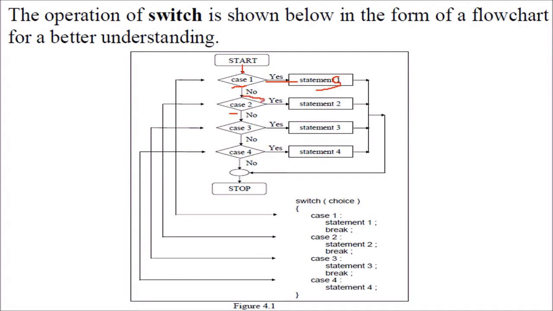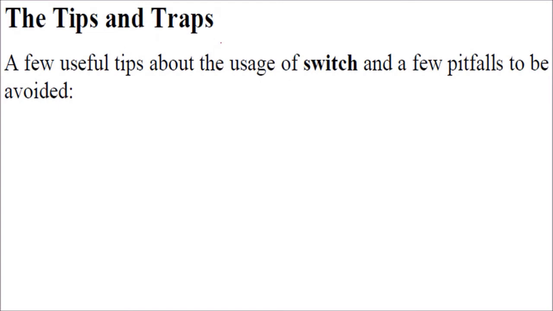Otherwise, we go to case 2, case 3, case 4. And if it is not there, we go to default. There is no necessity to write default. So this goes like this. We have switch and this is the choice. This choice should be matched with 1, 2, 3, 4, whichever it matches. If it matches any of these, the statement corresponding to that case will be executed and you come out of the switch case. So there are tips and traps when we are dealing with the switch case construct.